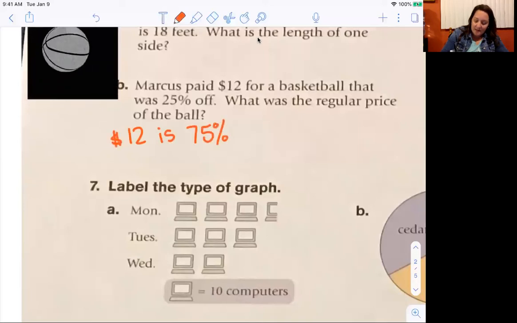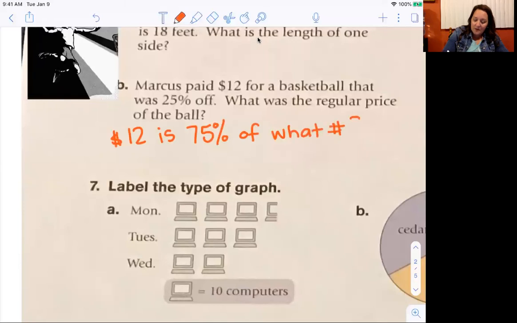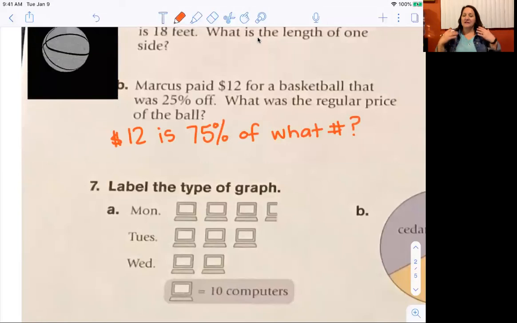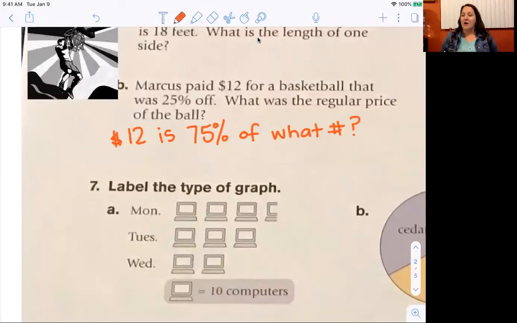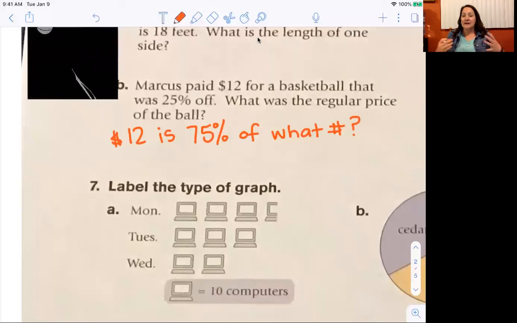75% of what number? Now, some of you guys are thinking, well, how did she come up with that 75%? Well, if it's 25% off, that means we've paid 75%. So the $12 is 75% of whatever the regular price was, and that what number is the regular price.